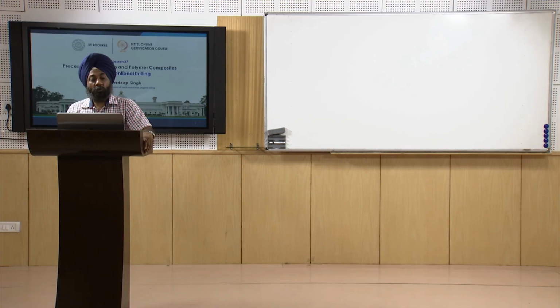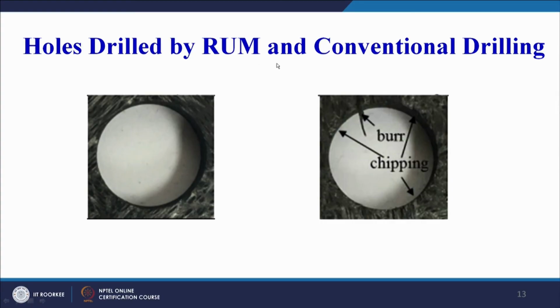Again, you can see the holes drilled by the rotary ultrasonic machining and conventional drilling. This is conventional drilling. You can see the fiber pull outs, and a clean cut hole has been made using the rotary ultrasonic machining. So the hole quality that we get in case of rotary ultrasonic machining is better as compared to the conventional drilling approach.